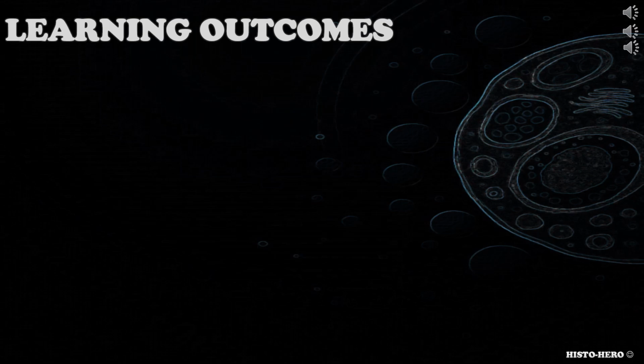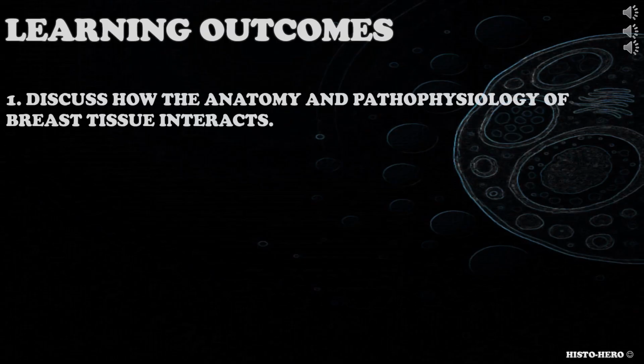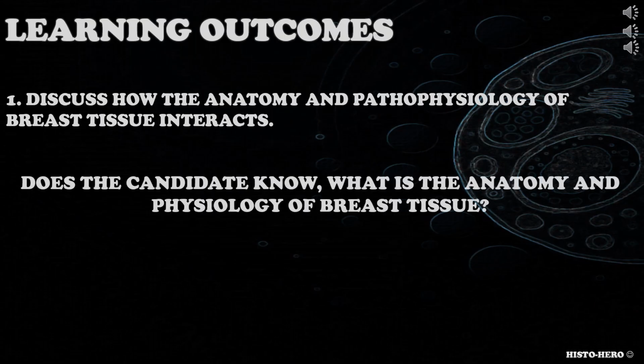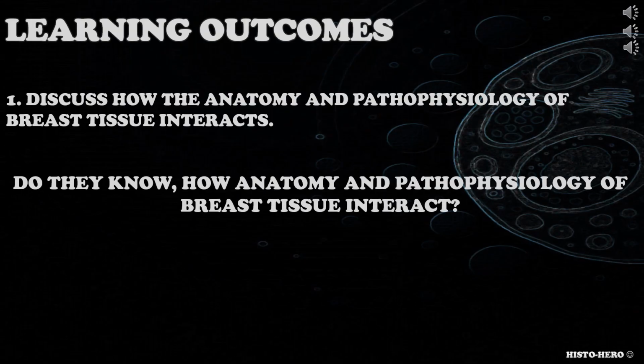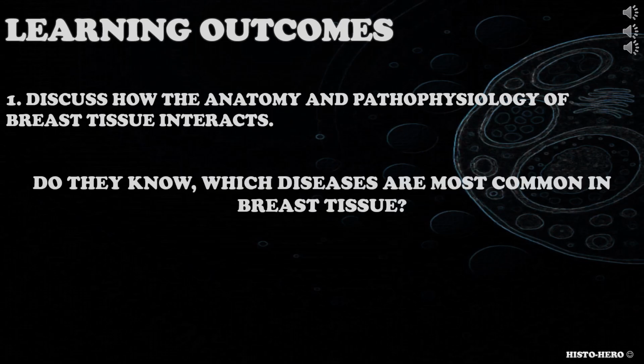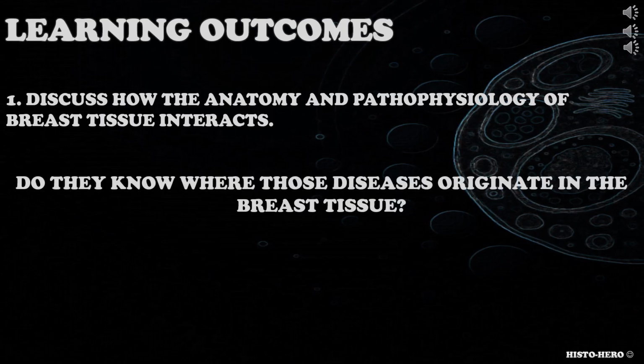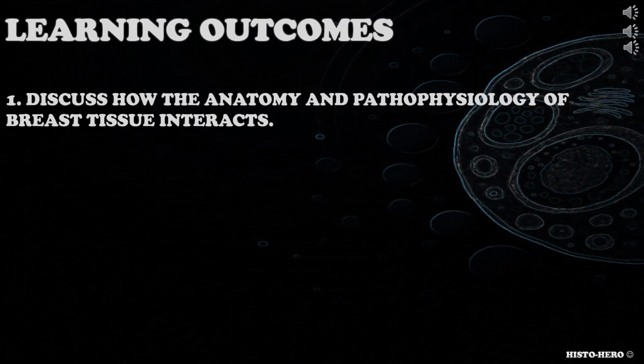The first learning outcome is, discuss how the anatomy and pathophysiology of breast tissue interact. Candidate needs to know how anatomy and pathophysiology of breast tissue interact. Does the candidate know what is the anatomy and physiology of breast tissue? Do they know how anatomy and pathophysiology of breast tissue interact? Do they know which diseases are most common in breast tissue? Do they know where those diseases originate in the breast tissue?